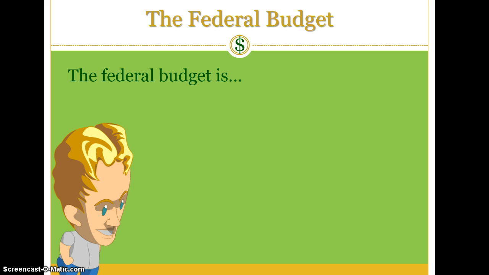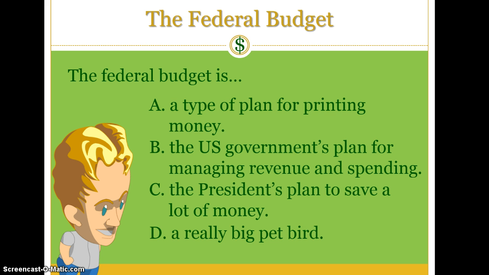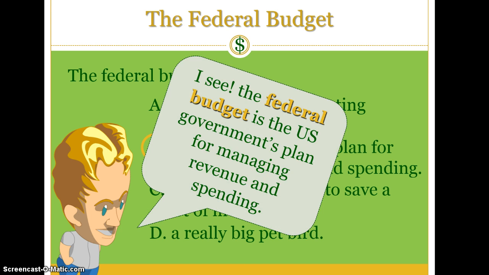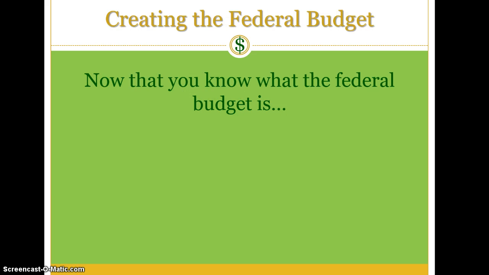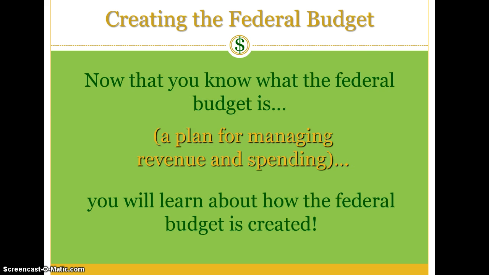So, what is the government's budget? The federal budget is a type of plan for printing money, the U.S. government's plan for managing revenue and spending, or the president's plan to save a lot of money, or a really big pet bird. B. You're right. It's the government's plan for managing revenue and spending. Now that you know what the federal budget is, you will learn about how it's created.